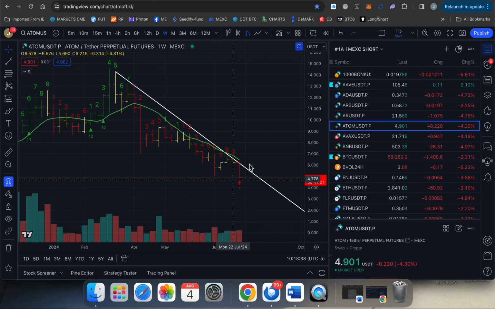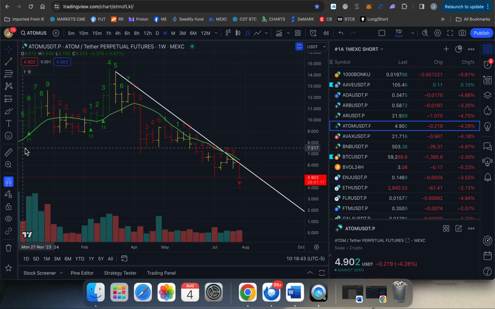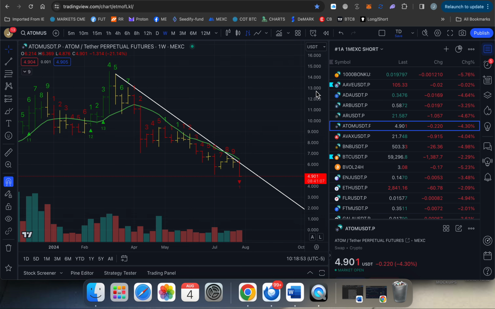So, like I say, my green line is my 9 simple moving average, and I want price action to at least close above that. So, in this case, it would be above your weekly trend line, and it would be above your 9 simple moving average. I think that's a decent buy point.